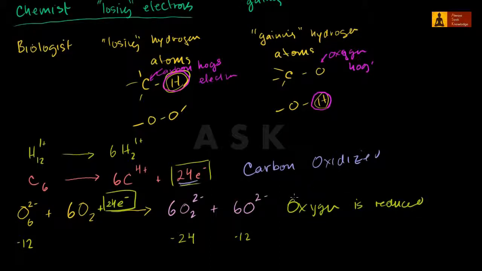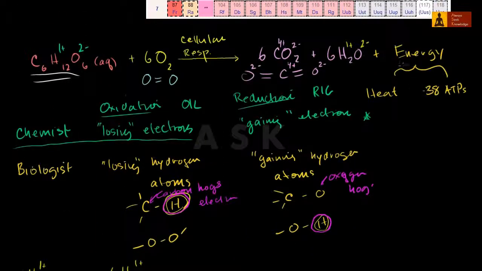And this actually answers one of the questions: where does this energy come from? In any of these chemical reactions, when you see energy being produced, it's because electrons are going from a higher energy state to a lower energy state.